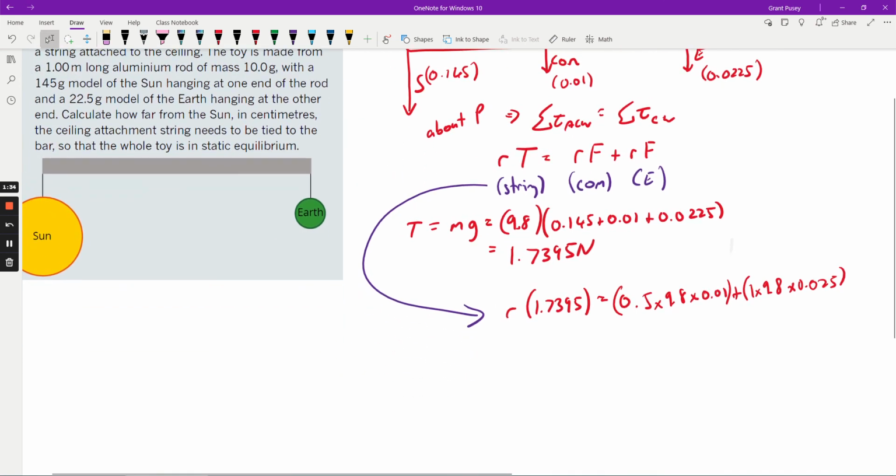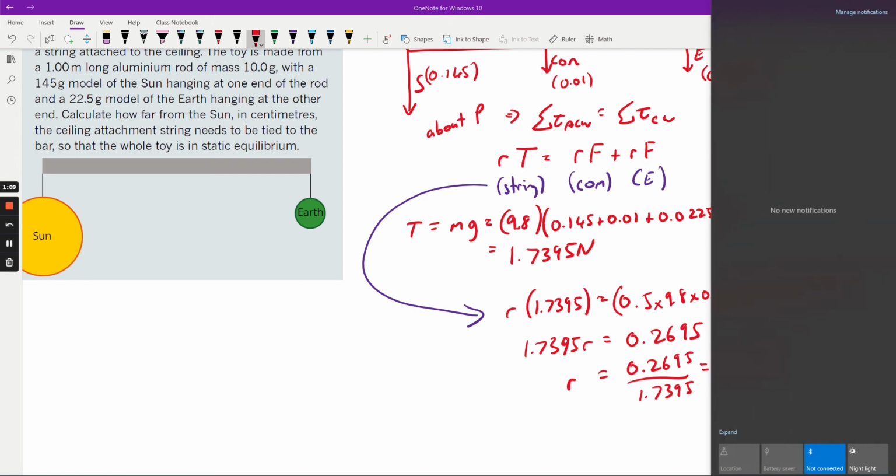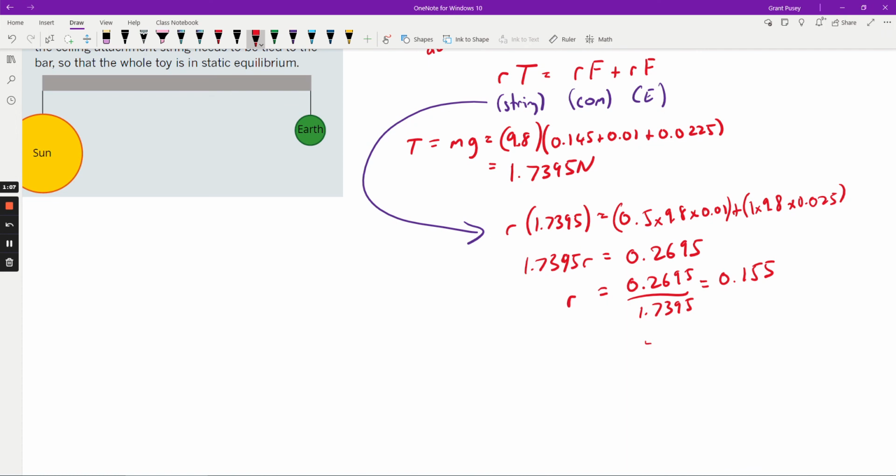So now that I know that, I can keep going through, and what I end up getting is 1.7395R equals 0.2695. So R is going to be 0.2695 over 1.7395, and that's going to be 0.155. And the answer is asking for it in centimeters, so it'll be 15.5 centimeters from the sun. And there we go.